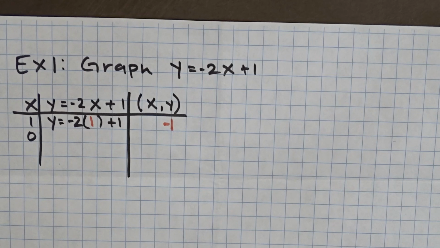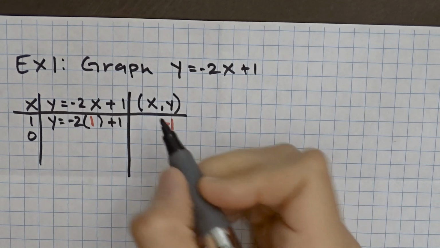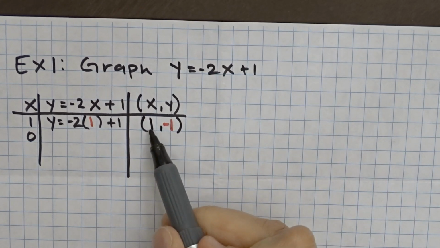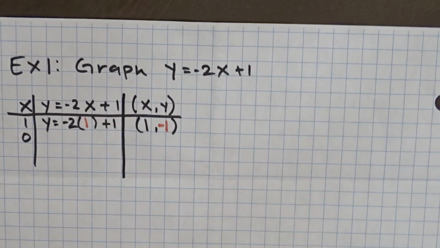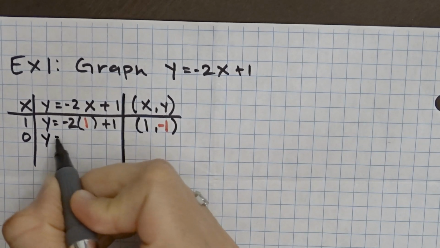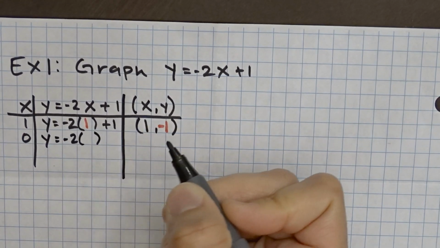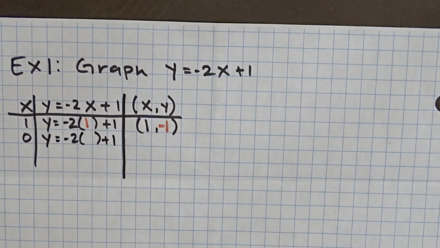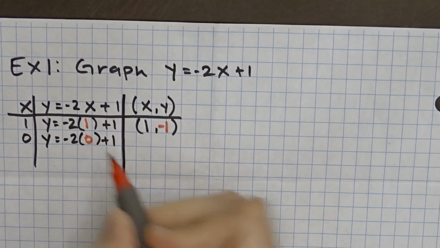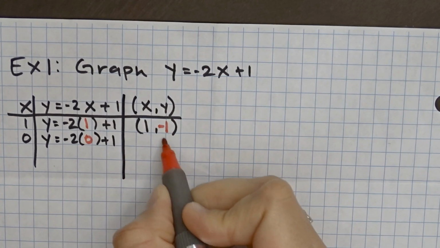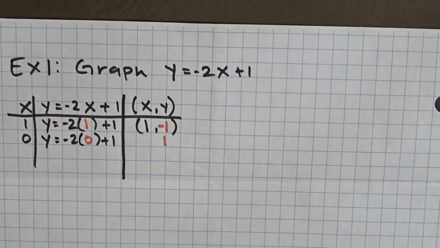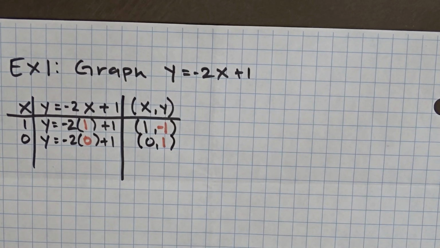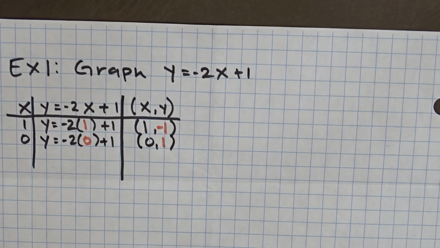And what x did I plug in? I had plugged in a 1. So I plugged in a 1 into my equation, and I got y was negative 1. Next one. y equals negative 2 times the plugged-in x coordinate, and then I add 1 to that. This time x is 0. Negative 2 times 0 is 0, plus 1 makes 1. And again for that one, I plugged in a 0 this time. So those are the 2 points that I needed to see what this line looks like on a graph.